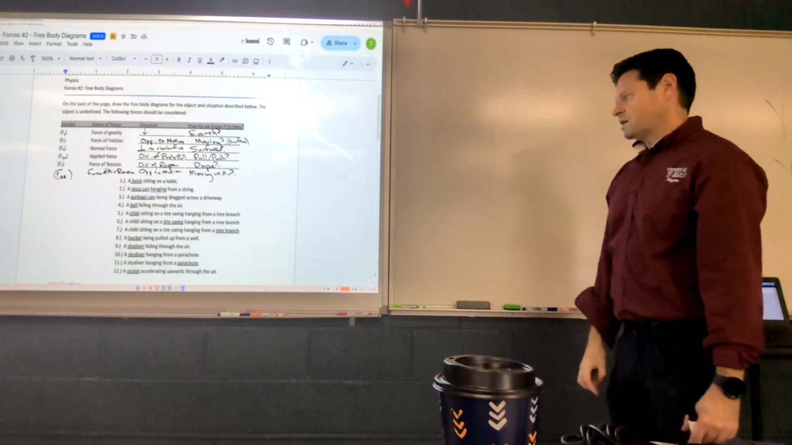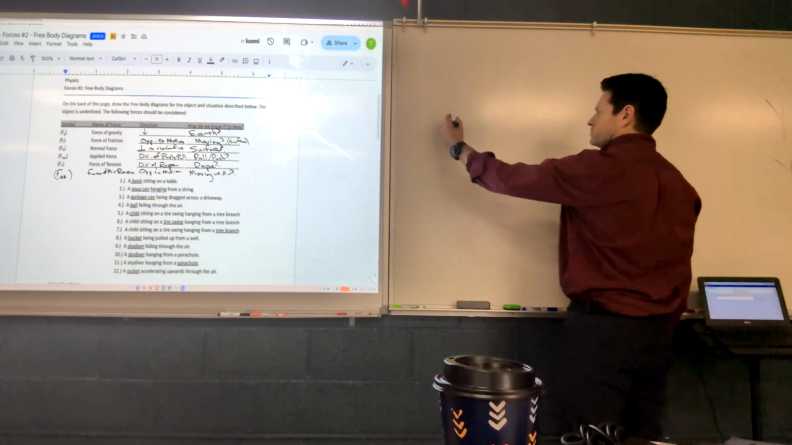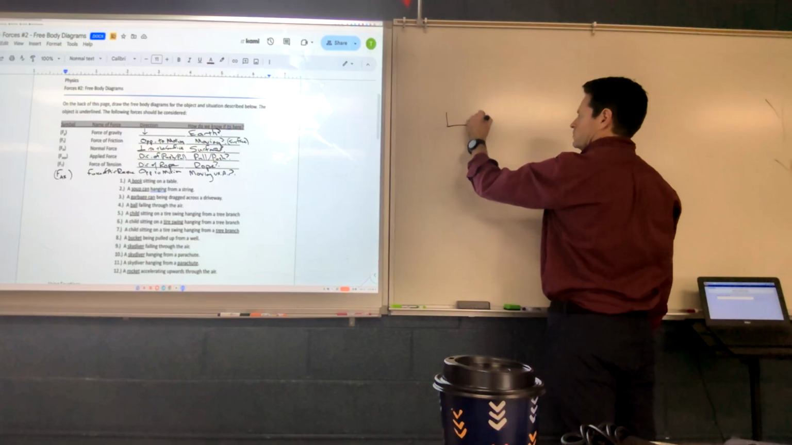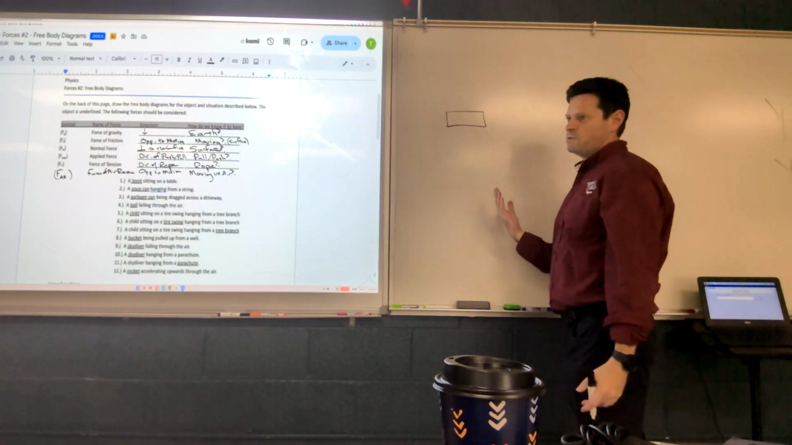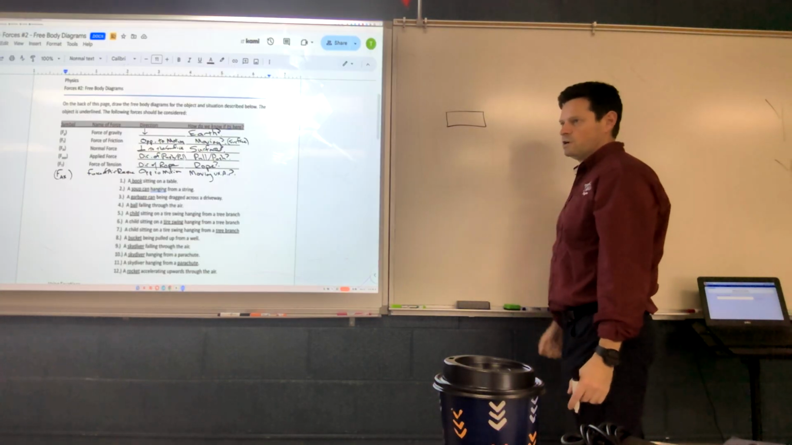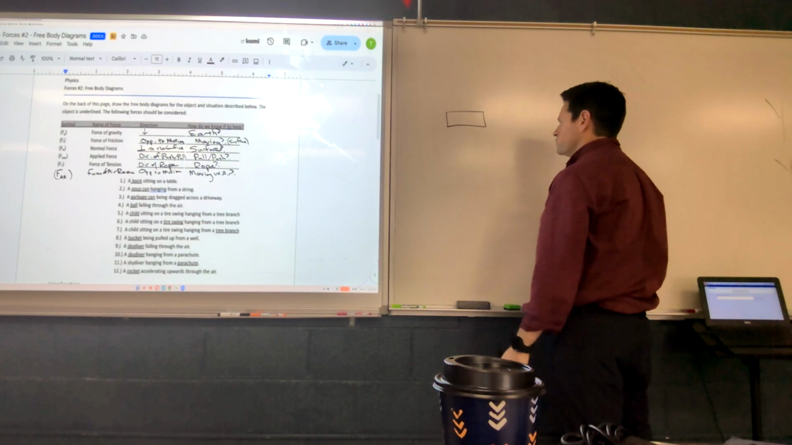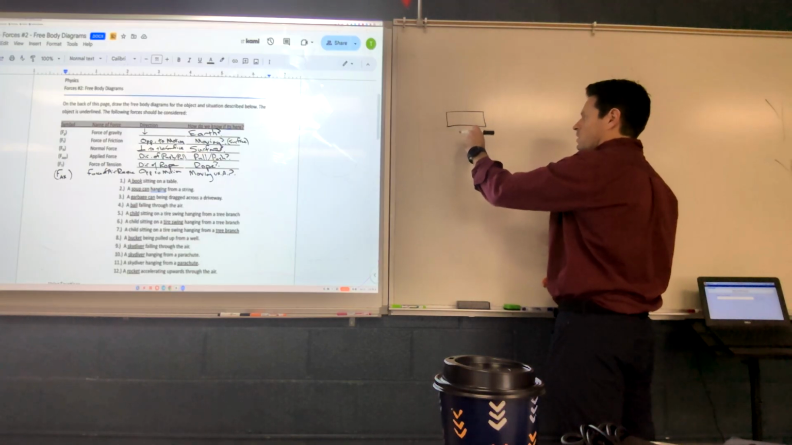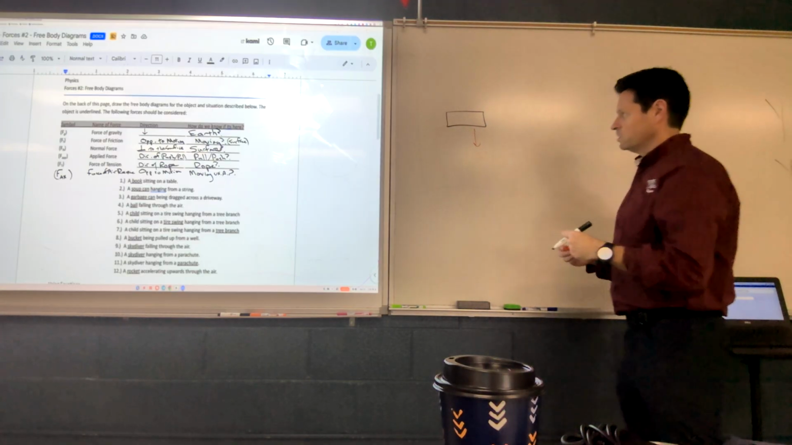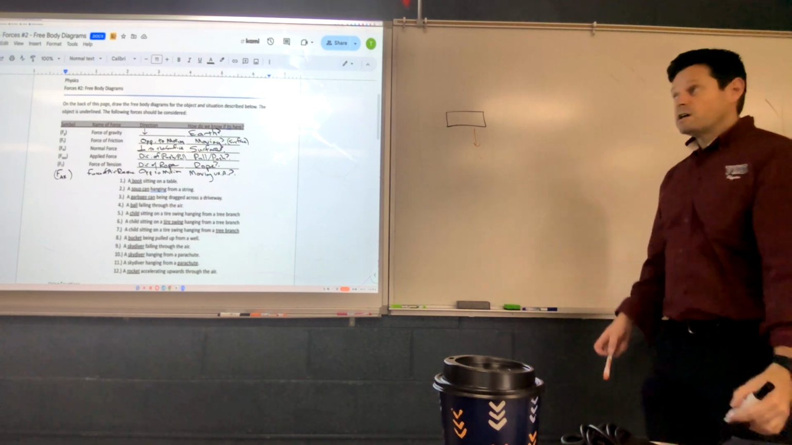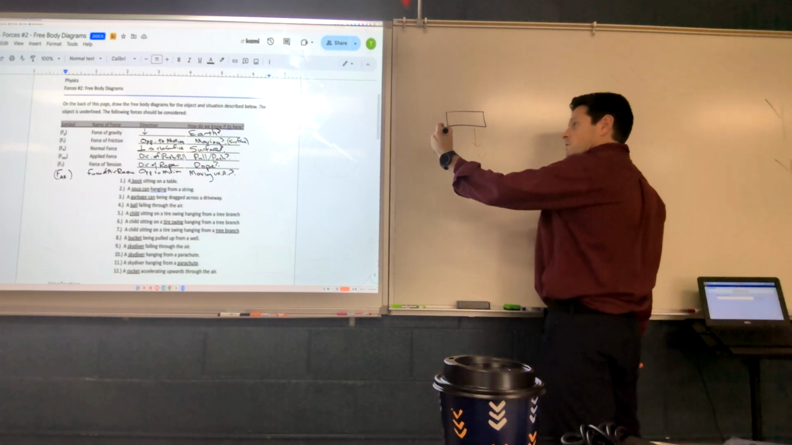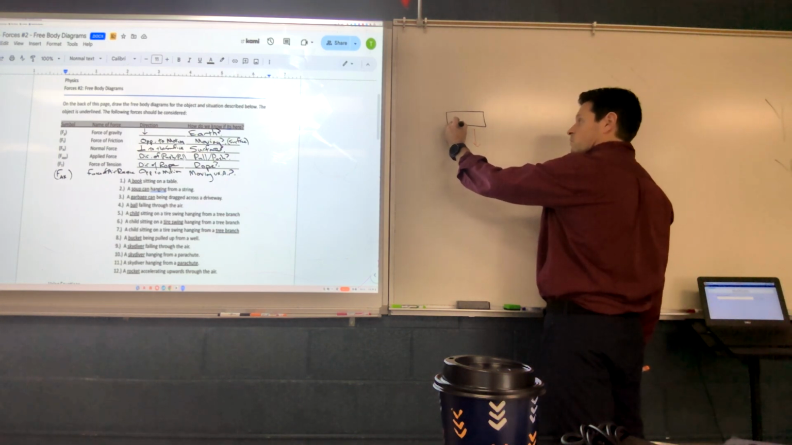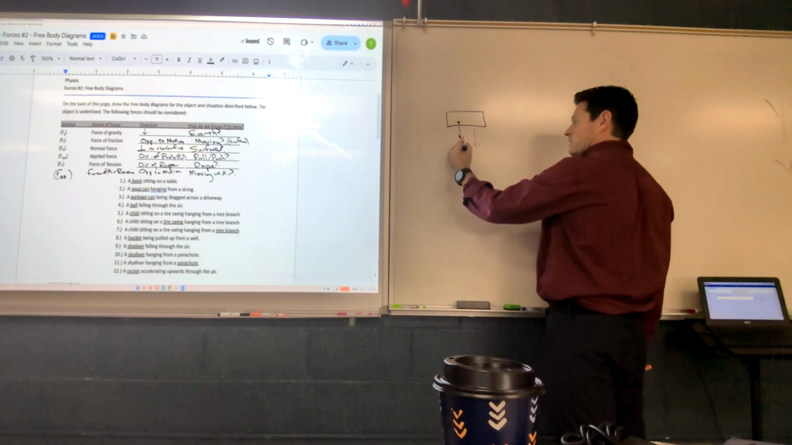Number 9, a skydiver falling through the air. Here's your skydiver falling through the air. Are we all right with it being just a box, or should I draw it more to it? All right, that's the skydiver falling through the air. Falling downwards through the air, probably, right? All right, so V, going downwards. Is this skydiver on or near the surface of the Earth? Yep. So what force is acting on the skydiver? Gravity. And which way is that going? Going down. Force of gravity.